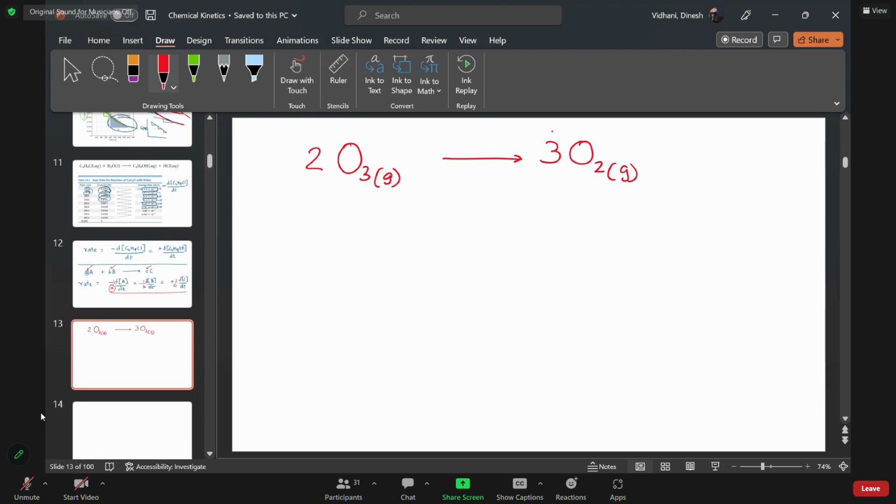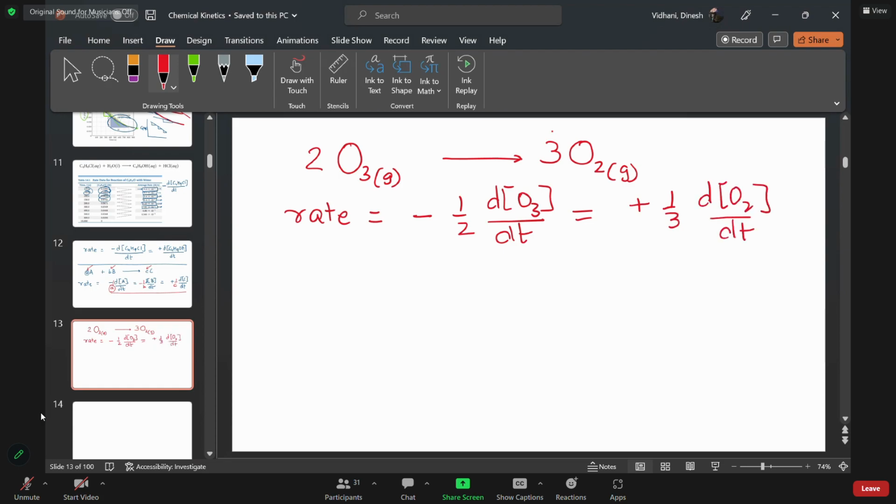Very good. So basically I can write rate equals -1/2 change in ozone concentration over time. That should be exactly equal to positive 1/3 change in oxygen concentration over time. That should be exactly the same. So far, so good.